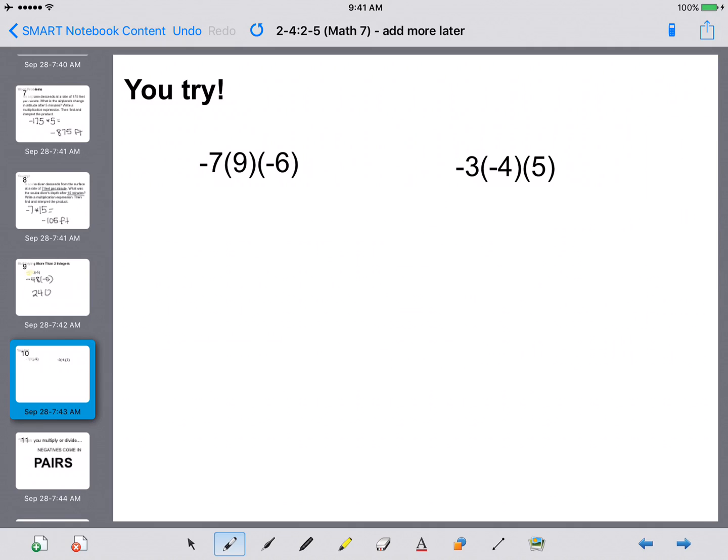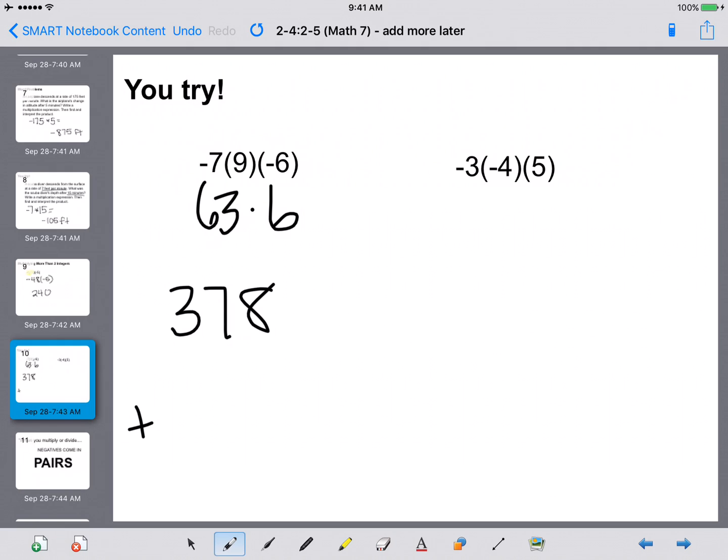Now you pause and try and check back with my answer. Breaking it down, a negative times a positive, we need a pair for our negative. Or you can look at it this way. Negative times a positive times a negative. There's a pair of negatives, so our answer will be positive. Then you can just multiply 7 times 9, which is 63, times 6, because we took care of our negatives already, to get us 378.